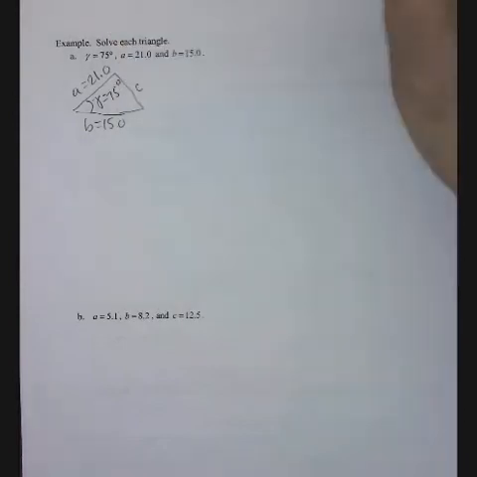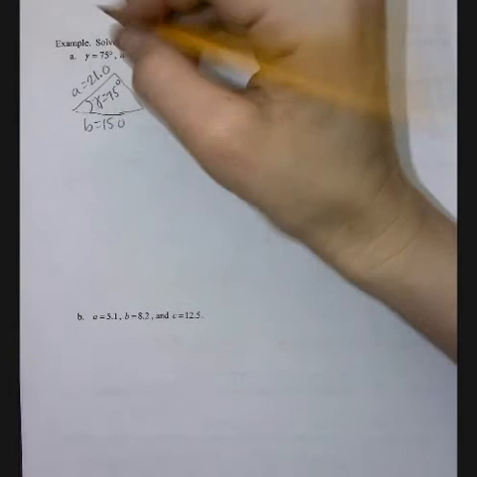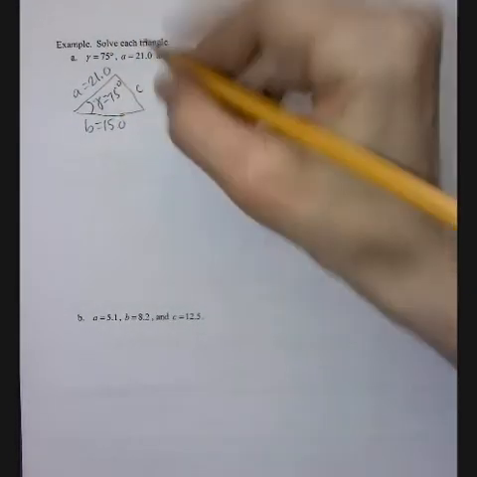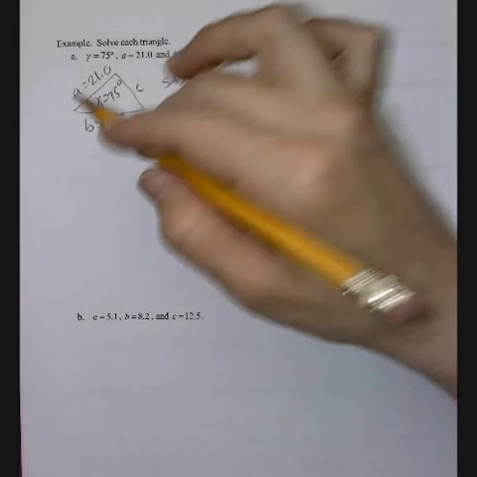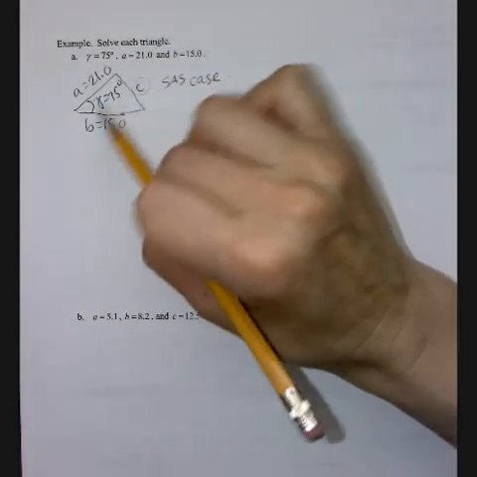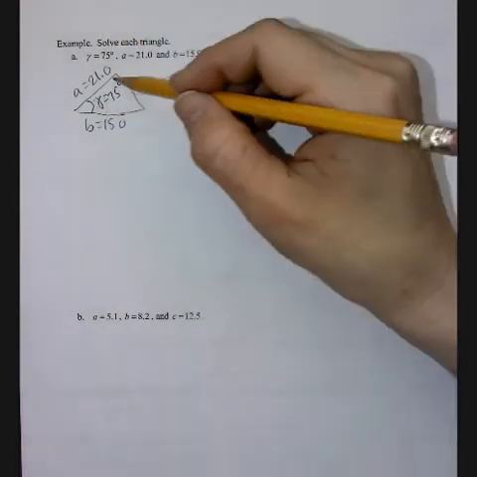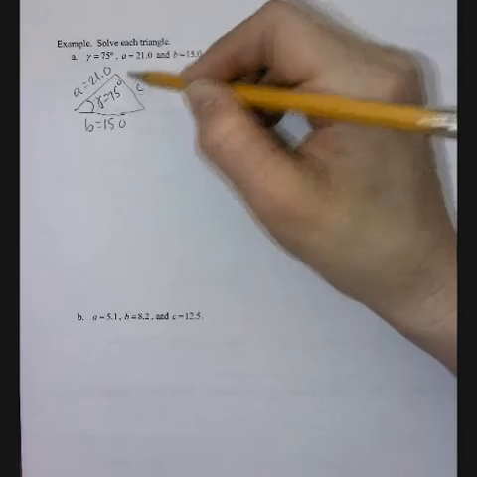So because we don't know an angle and a side opposite, we need to use the law of cosines. This is the SAS case. In this SAS case, you always have to find the side across from the angle first. You can't find alpha or beta because you don't know C, right? There would be two unknown parts.